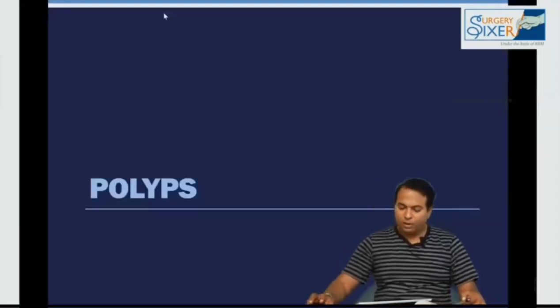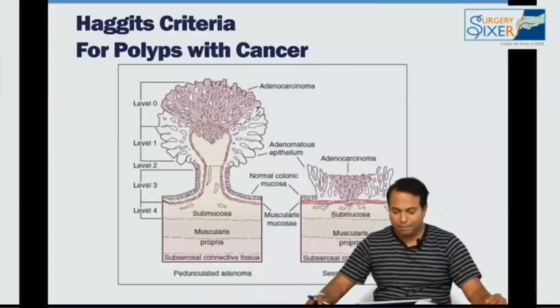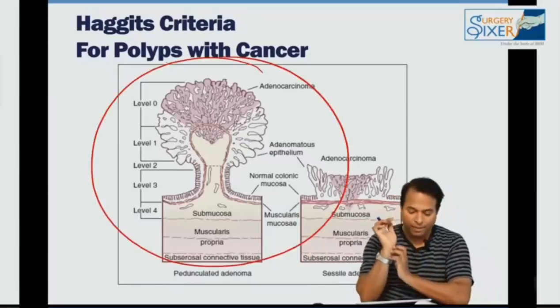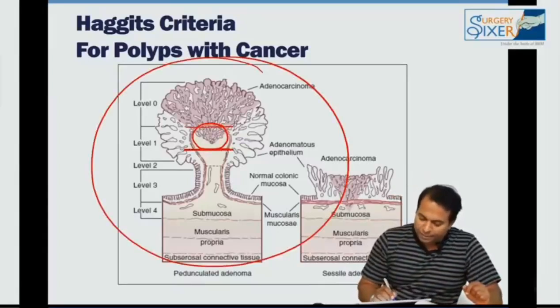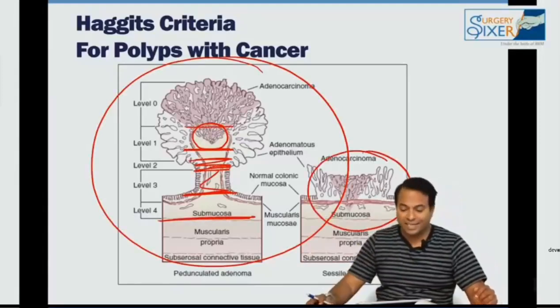This is a picture showing classical oral lip pigmentation in Peutz-Jeghers syndrome. This is Haggitt's criteria, which I told you about, for polyps going for cancer. Level 1 is the head, then the neck is level 2, 3 is the stalk, and the base is level 4. For a sessile polyp there is only one level, that is level 4. Please don't forget that point.